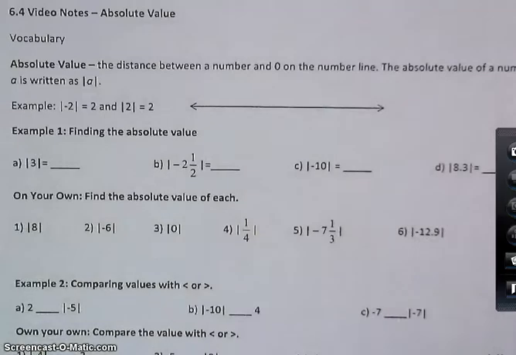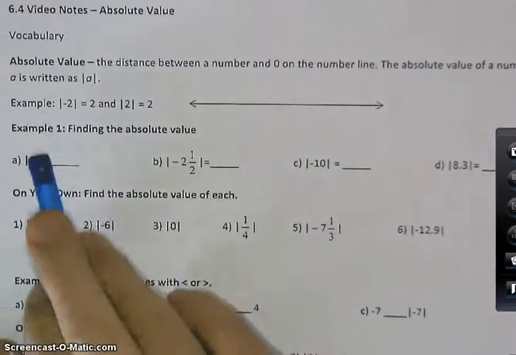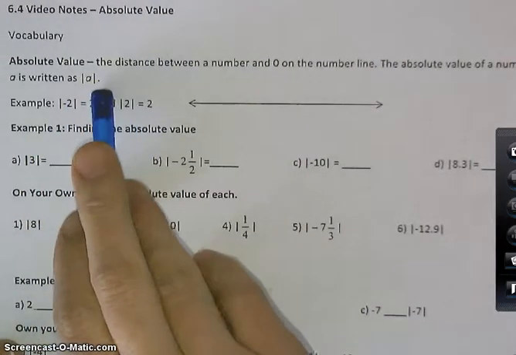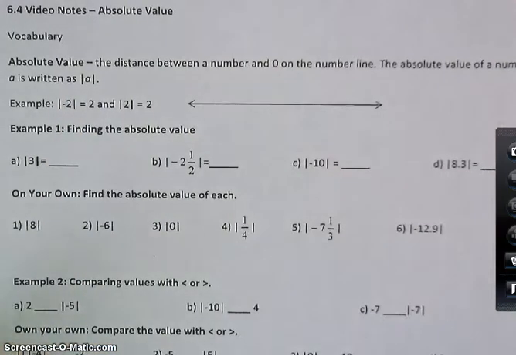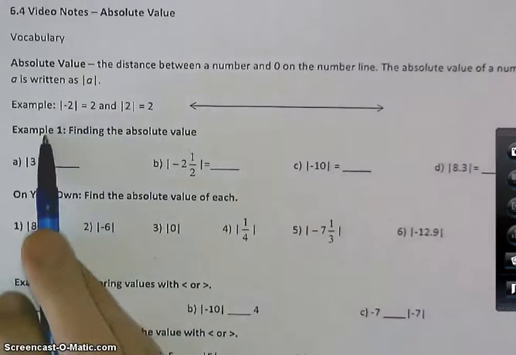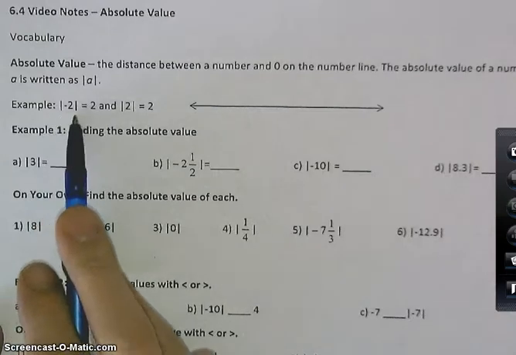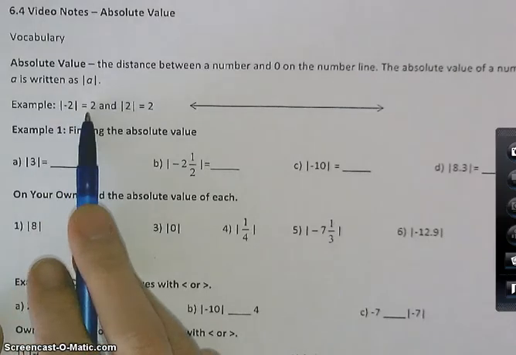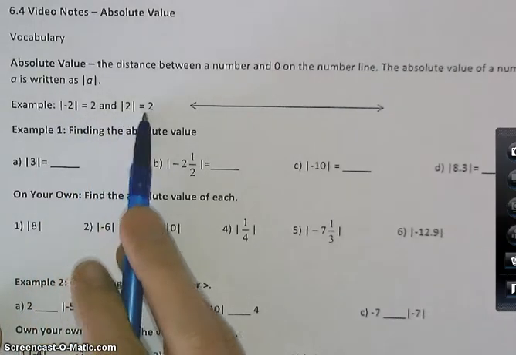Absolute value is the distance between a number and 0 on the number line. The absolute value of a number is written with two straight vertical bars and then the number in the middle. For example, this one says the absolute value of -2. Those two bars tell you that they want you to find the absolute value, and the absolute value is 2. And this one says the absolute value of 2 is +2.